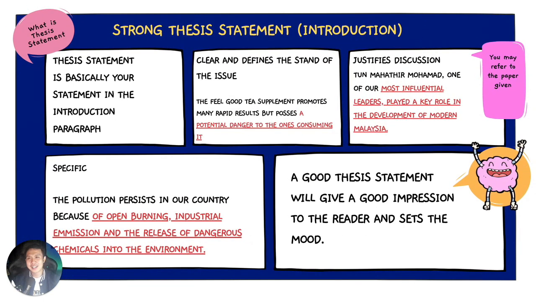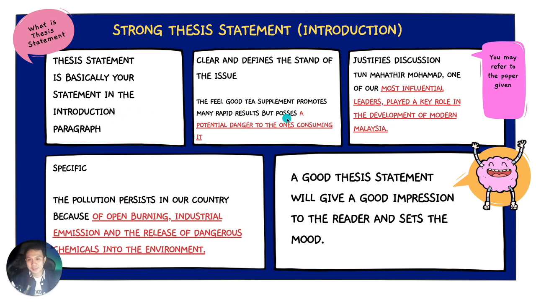So what is a strong thesis statement, ladies and gentlemen? A strong thesis statement consists of 3 things: it has to be clear and define the stand of the issue, it has to justify the discussion, and it has to be specific. So before we go there, you must be thinking, sir, what is a thesis statement? A thesis statement is basically your statement in the introduction paragraph. That means you agree or disagree, or maybe you want to show you don't like something, then it is on your first paragraph, your thesis statement.